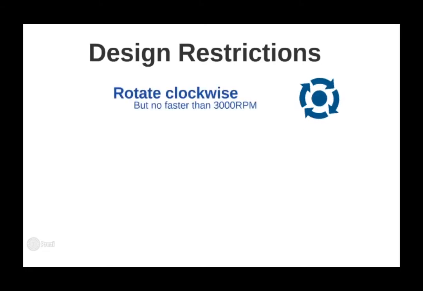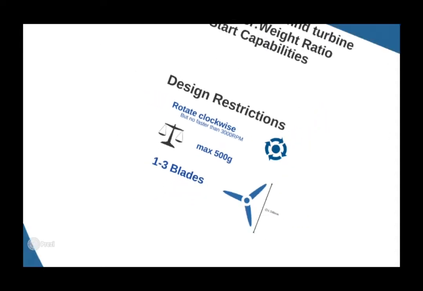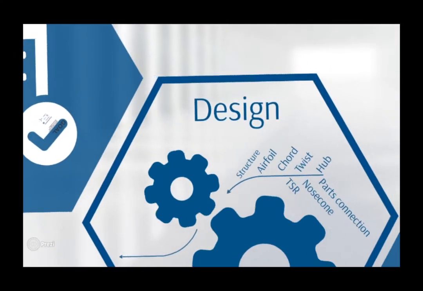Firstly, the wind turbine was to rotate clockwise on a horizontal axis, and maximum power should be achieved below an angular velocity of 3,000 RPM. Furthermore, the mass of the assembled structure should not exceed 500 grams. And finally, there should be between 1 and 3 blades, with an overall diameter not exceeding 500 millimeters. With these restrictions in mind, we began our design process, drawing on all our knowledge from aerodynamics, mechanics, and structural design.